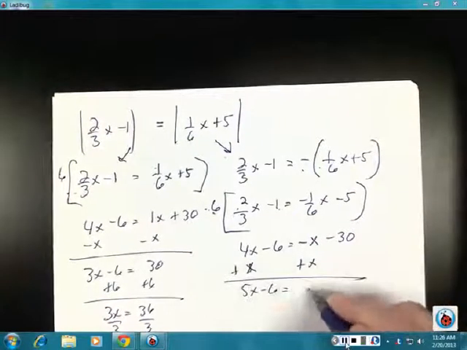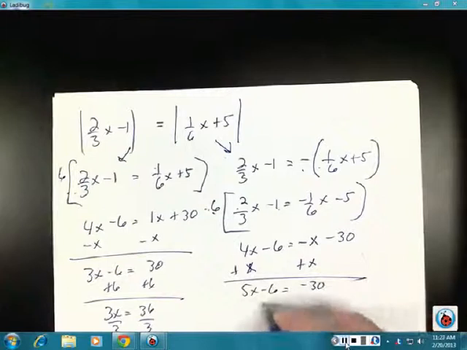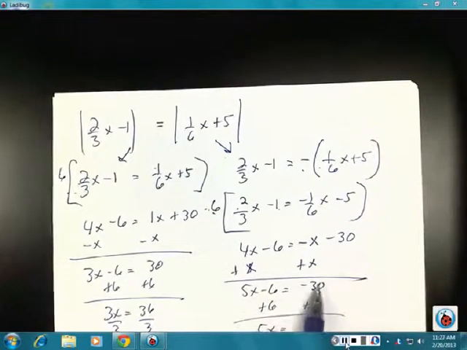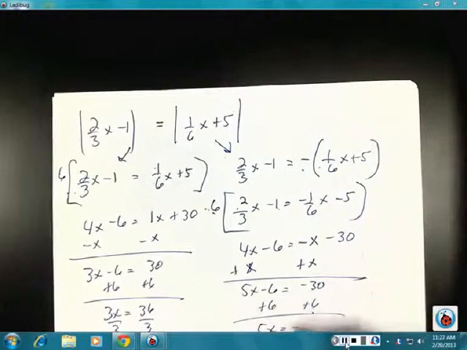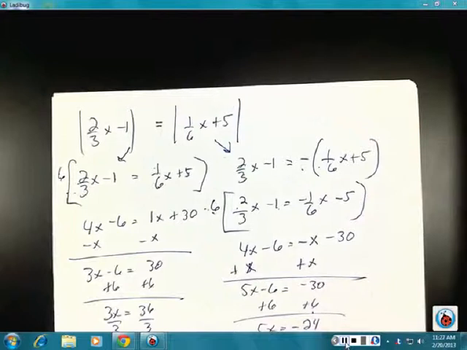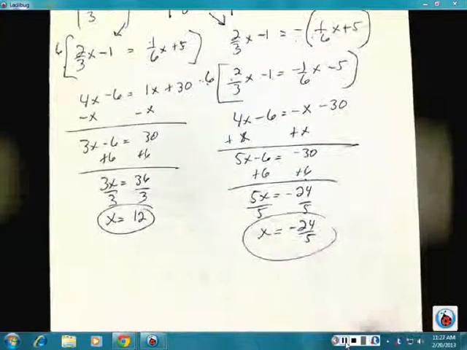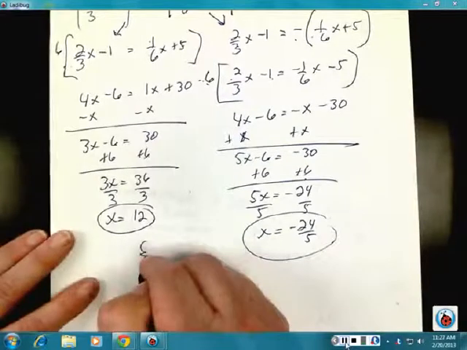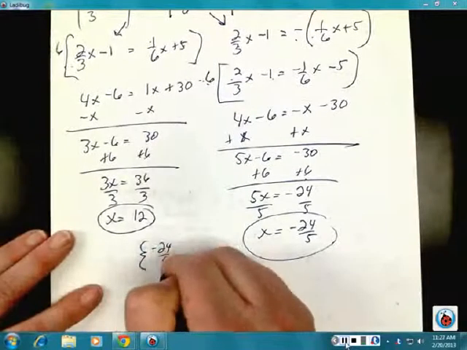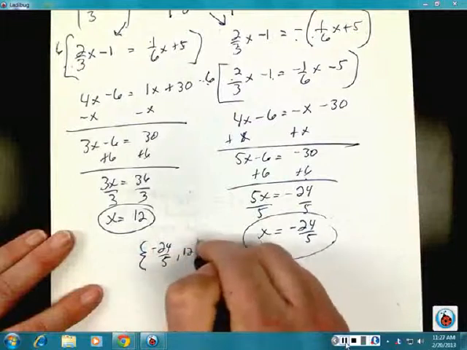Add 6. Negative 30 and a positive 6 is a negative 24. Divide by 5, and I find x could be a negative 24/5. So that would be my other answer that x could possibly be. Okay. So then, if I entered it in Hawks, I would enter a negative 24/5, comma 12.